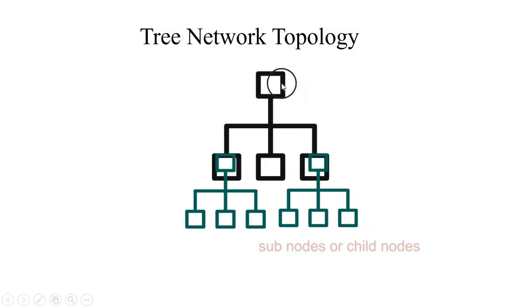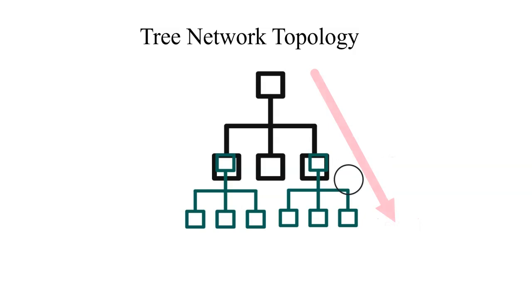So this node, which is the root node, is at level 1 hierarchy. Below that there is a level 2 hierarchy, and again below that there is a level 3 hierarchy. So this network tree topology follows an order of hierarchy. That's why this topology is also known as hierarchical network topology.